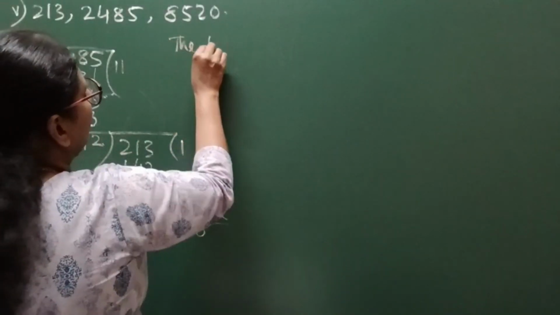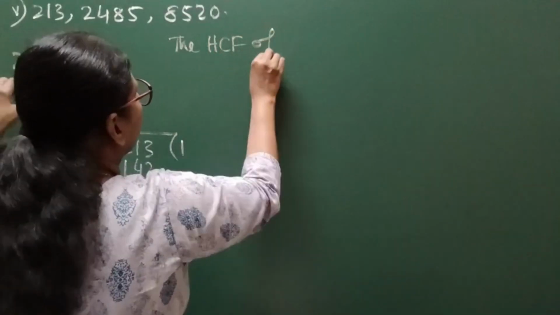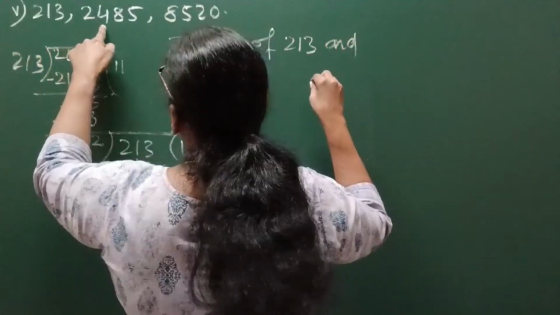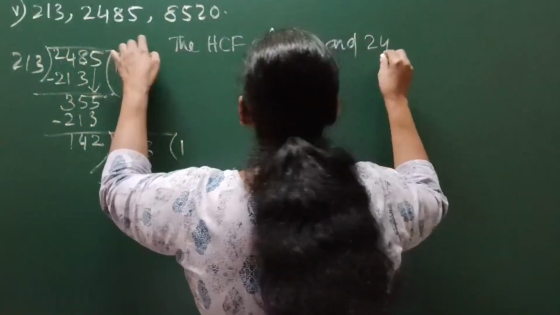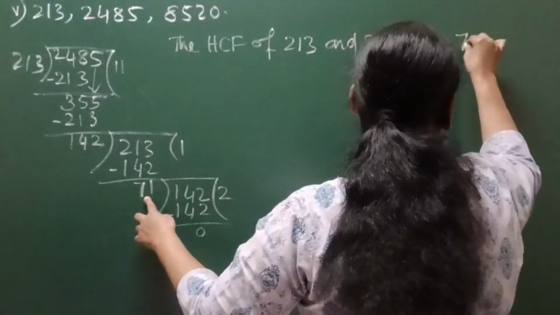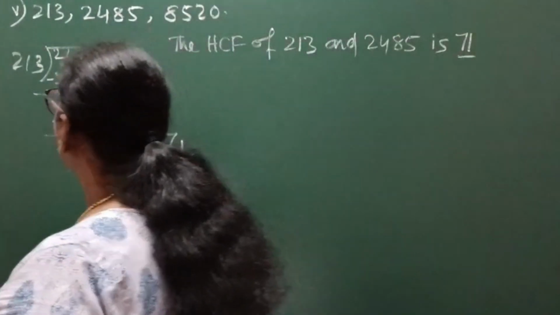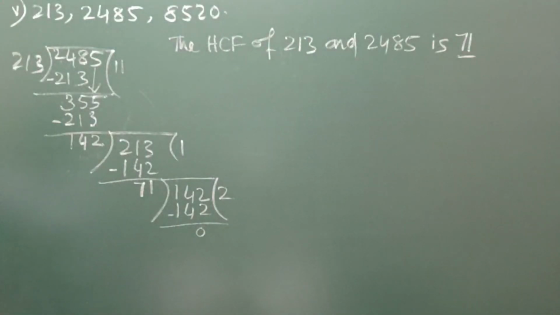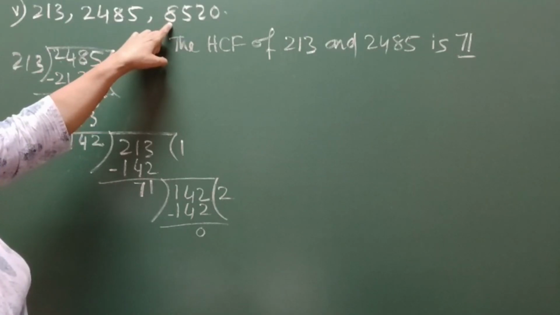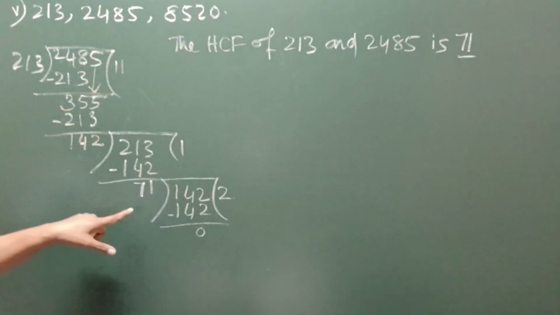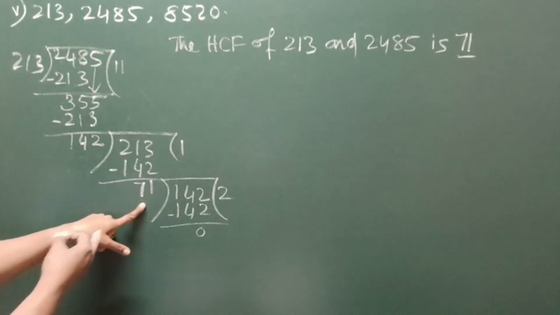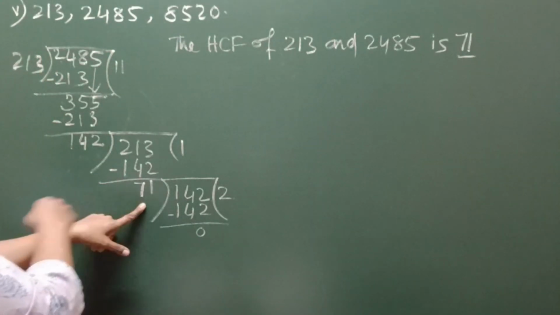The HCF of 213 and 2485 is 71. Now one more step is remaining. That is, here we have to divide 8520 by this divisor, or the HCF of these two numbers, that is 71.